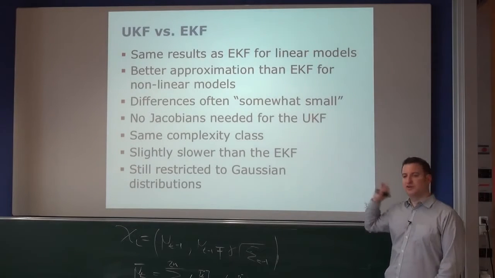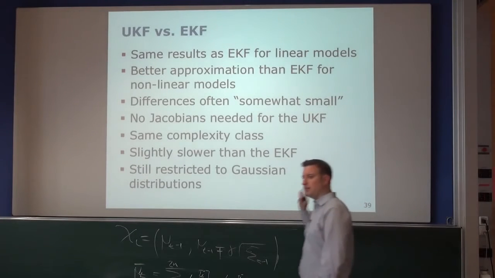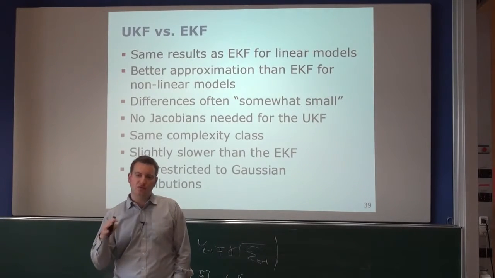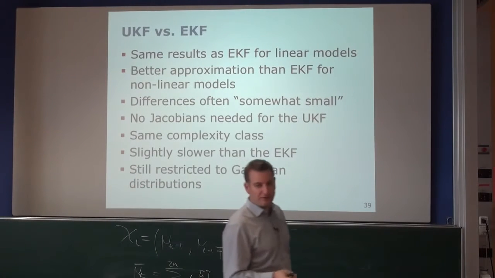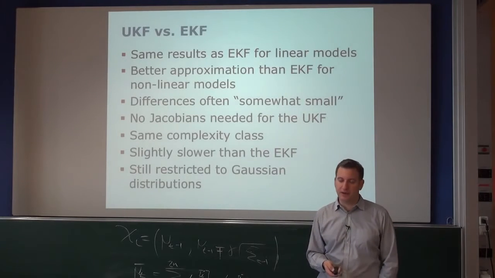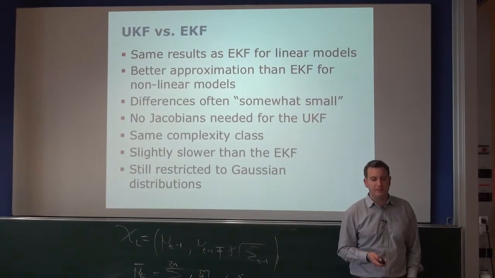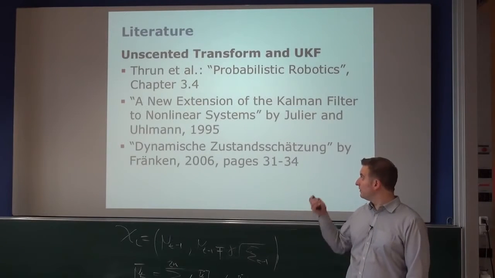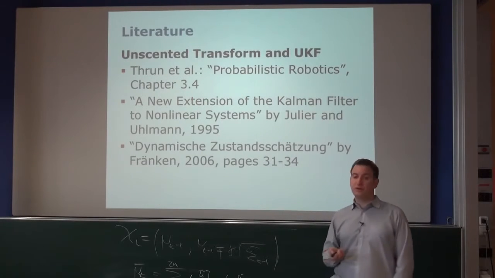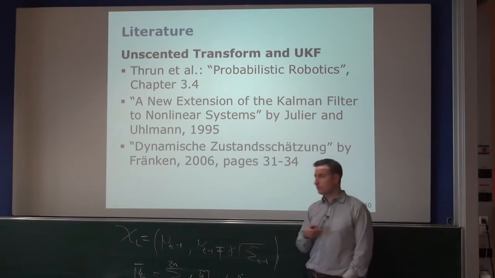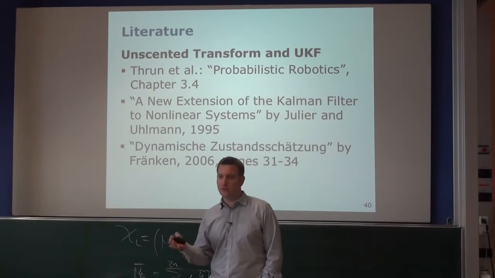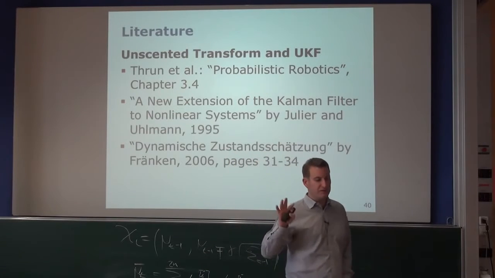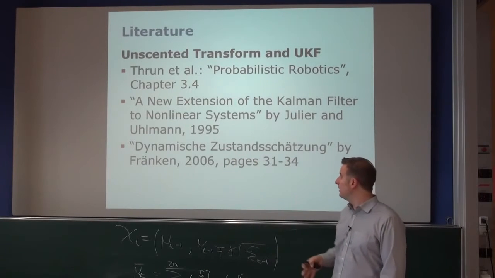But again, we are still restricted to Gaussian distributions. The only thing that we do is get a better approximation of the underlying distribution through a Gaussian if we use the unscented transform, compared to the Taylor expansion for the linearization. If you want to know more about that, that's chapter 3.4 in the Probabilistic Robotics book, which follows directly after the EKF in the book and explains what we have done here. The notation is very similar to what I have shown here.